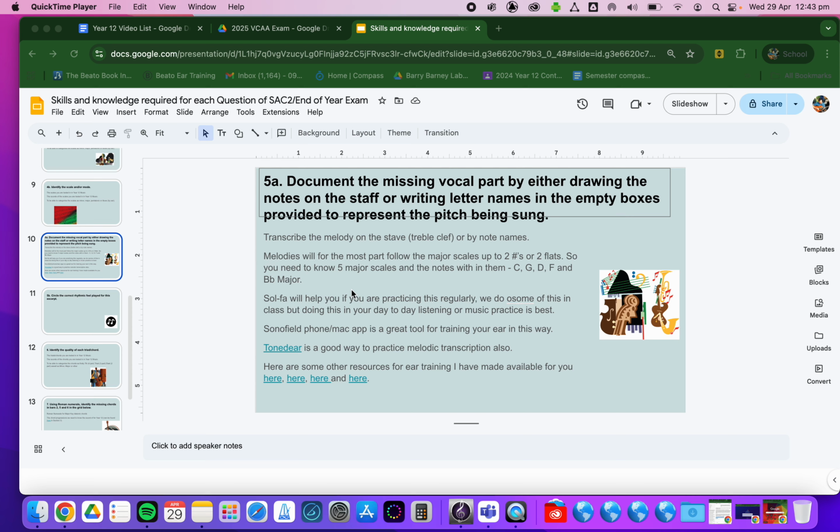5A from the 2025 exam. Now, these are the questions that we're going to base the SAC 2 for Unit 3. So what are we doing for question 5?